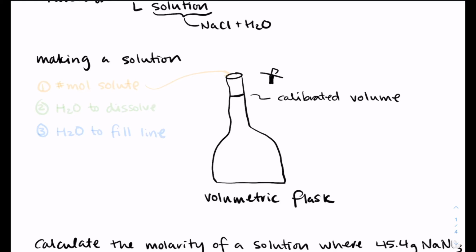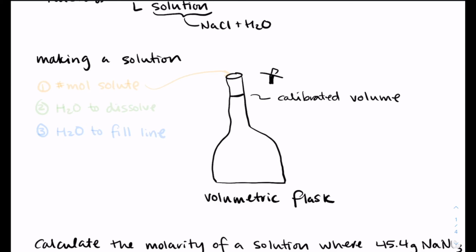So to make this solution of a specific molarity, we would measure out some number of moles of the solute, which would mean, in the sodium chloride example, weighing out a specific mass of sodium chloride. We would put that in the volumetric flask and then add some water to dissolve it.